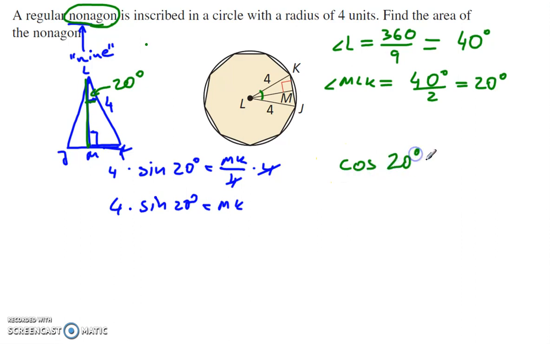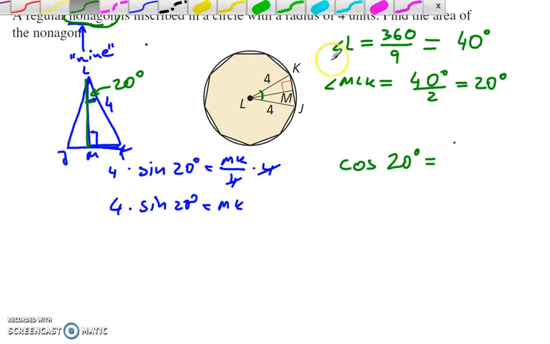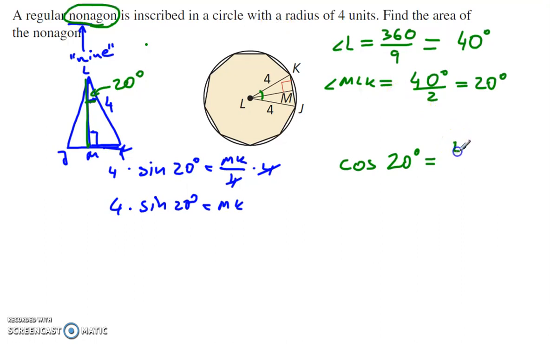Then I can find LM by using adjacent, so cosine. Cosine 20 degrees is equal to adjacent over hypotenuse, so LM over 4. Again, multiply each side by 4, and then we get 4 cosine 20 is LM. Now we have the height, and we have the base. In order to find the whole thing, I need 2 times MK to get the base.